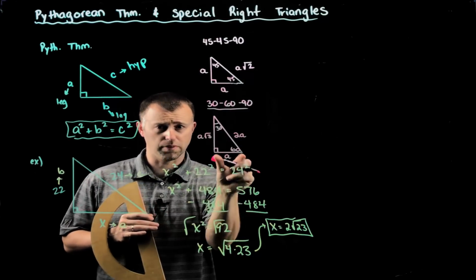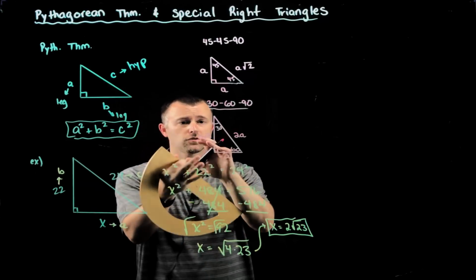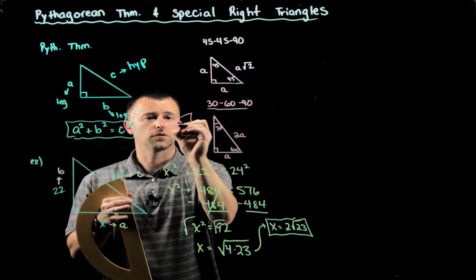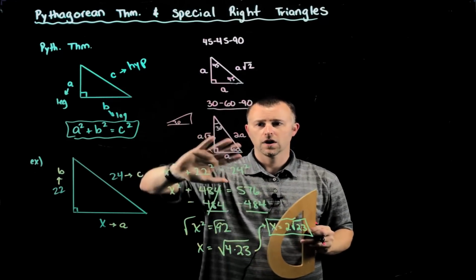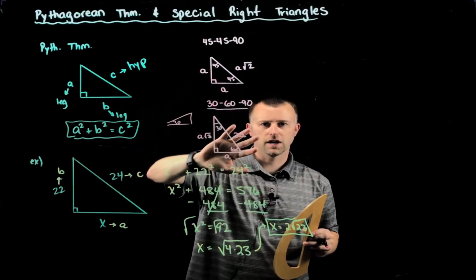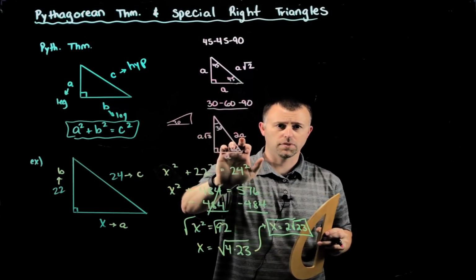Notice I did not say the bottom is A. The side is A radical 3, because this triangle can be turned a couple different ways. I can draw it like this, with the 30-degree angle on the side. So we don't look at it as bottom, left-hand side and right-hand side. We look at it as short leg, long leg, hypotenuse.